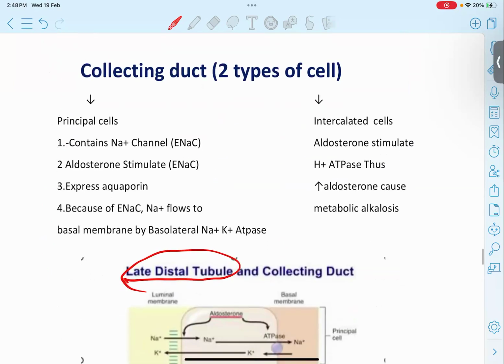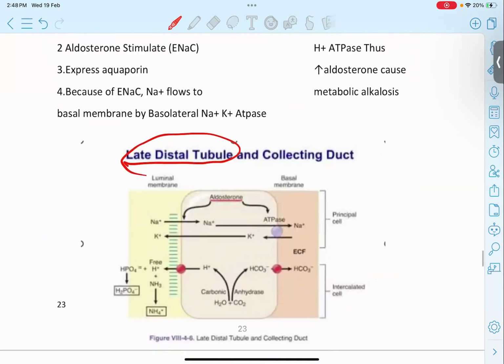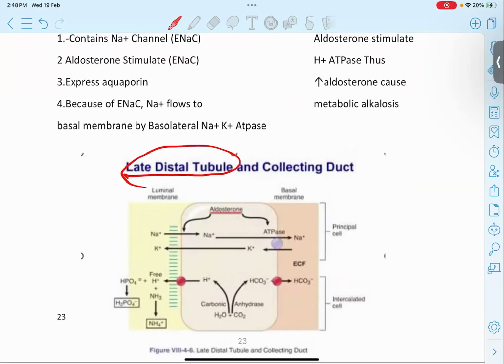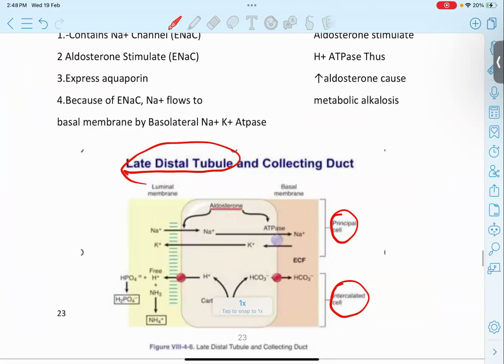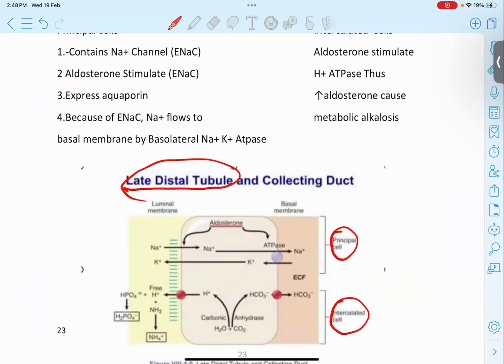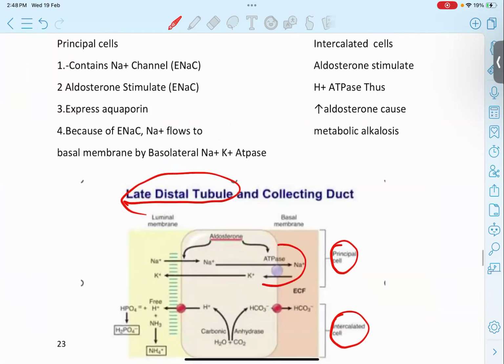Next, we will move into the collecting duct, CT. The collecting duct has 2 types of cells. I have already shown this picture to you. It has 2 types of cells: principal cell and intercalated cell. There are some functions of the principal cell and some functions of the intercalated cell. Principal cells have the main ENaC. The epithelial sodium channel ENaC is present in the principal cell.